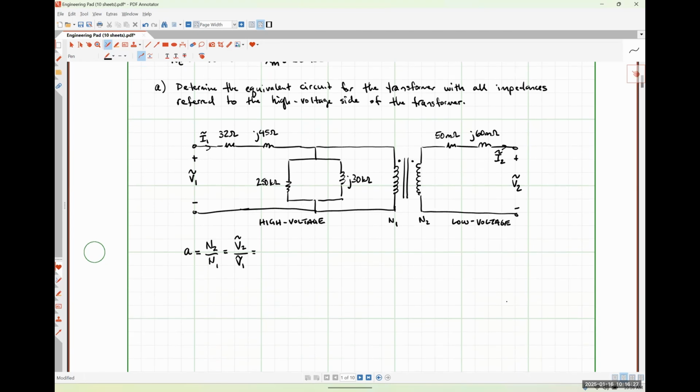So that means that we are going to have a ratio of 480 volts RMS to 8,000 volts RMS. We could leave it as 480 over 8,000. I'm going to simplify it slightly just for math's sake. That looks like 3 over 50.